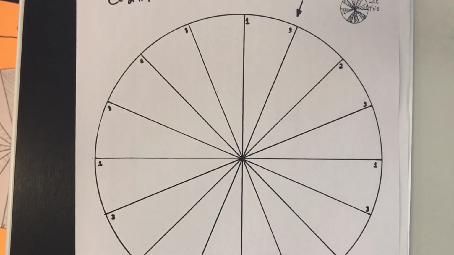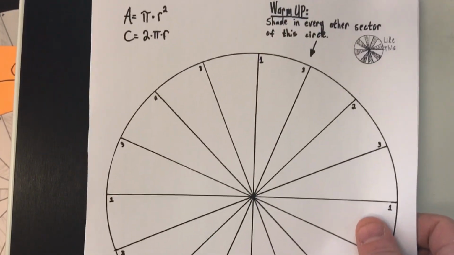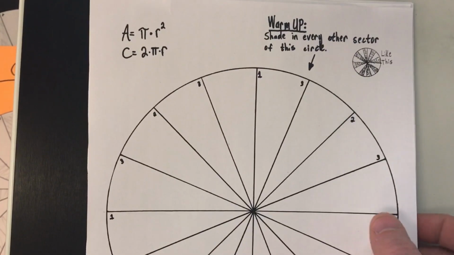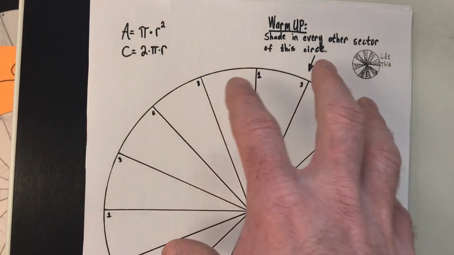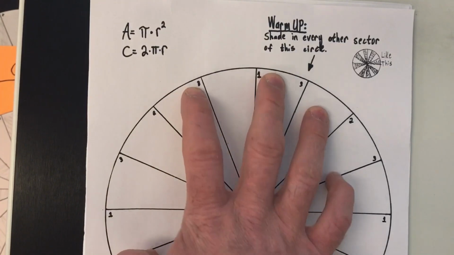Okay, so what we're going to start off with today is we're going to get into talking about area of sectors, but I want to do a little thing here to show you first. Okay, how do you find the area of a circle?